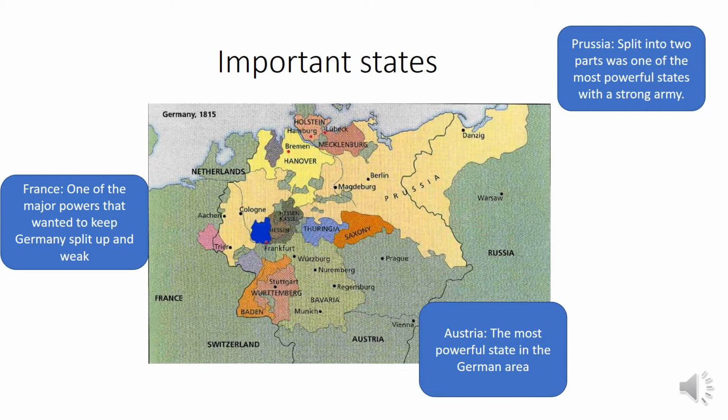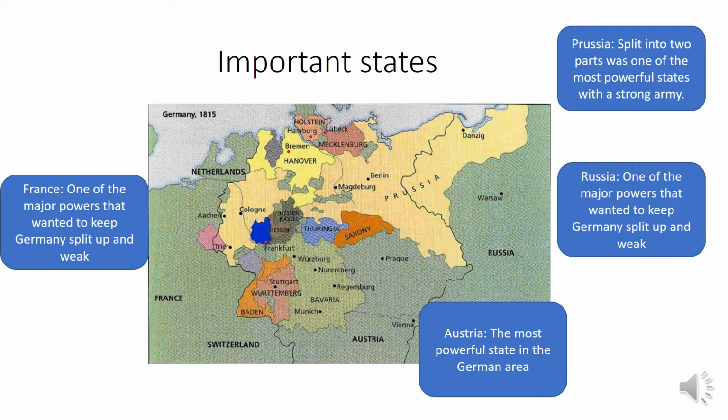It also would mean that control over the army would not be down to one leadership, and therefore it would be hard to control. So it was in France's interest to keep Germany in this state, so that it was weak. The same goes for Russia on the eastern side.